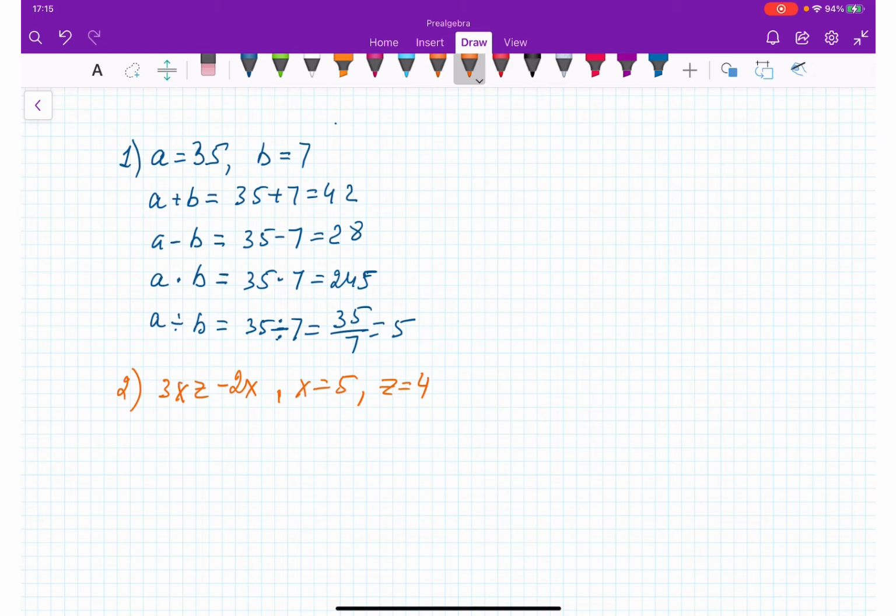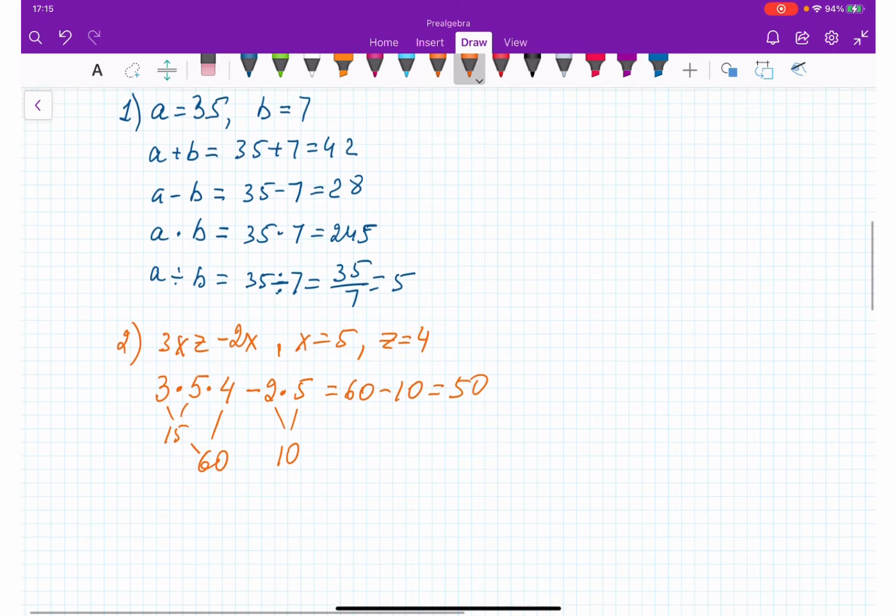So what we are going to do here, plug in 3 times x is 5, multiplication, and times z is 4, and minus 2 times 5, right? So 3 times 5 is 15. 15 times 4 is 60. And 2 times 5 is 10. So we get 60 minus 10, and that is equal to 50. Okay? Question number 3.